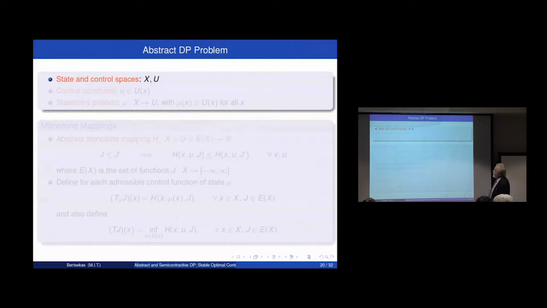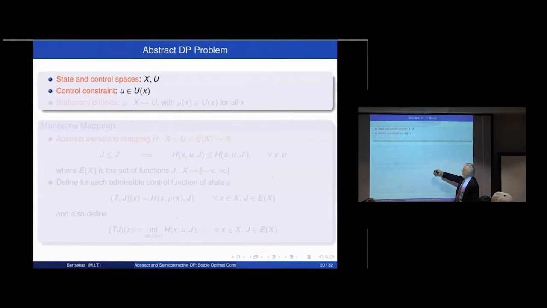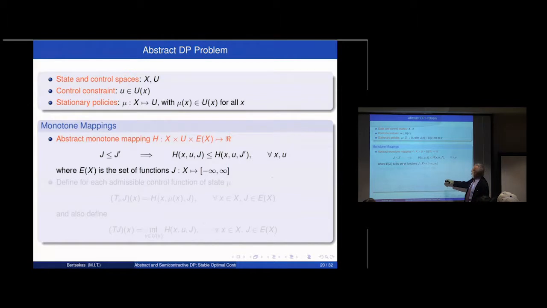Okay, so let's formulate this problem a little more precisely. We introduce state and control spaces, arbitrary. Okay, they could be finite, infinite, whatever. We introduce a control constraint. We introduce stationary policies, which are mappings from state to control that satisfy the constraint. And we introduce an abstract monotone mapping, H, with this monotonicity property. If J prime is greater than J, then H(x,u,J prime) is greater than H(x,u,J) for all x and u. It's satisfied in dynamic programming, typically, as I mentioned. Okay, E sub x stands for the set of all functions that are extended real valued in state. So J is a function of state, but we're allowed to take the value plus or minus infinity.